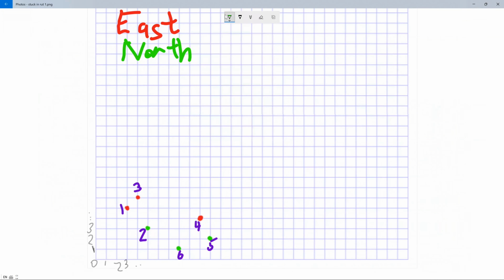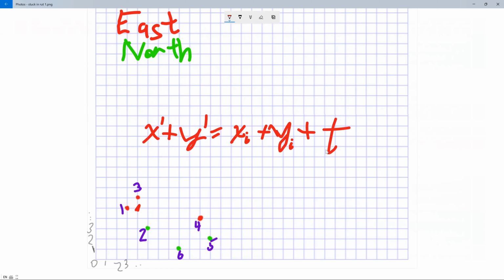Okay, so one key fact that you should notice is that as time goes on, the X position plus the Y position will always be equal to the original X plus the original Y plus however many hours that pass. The X position and the Y position at any given moment in time will be equal to that.